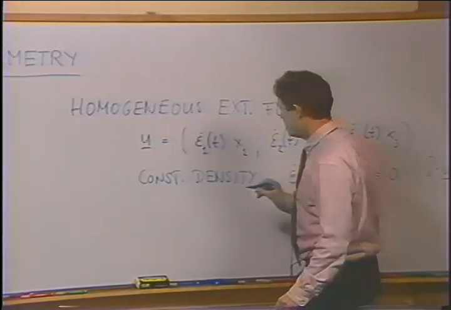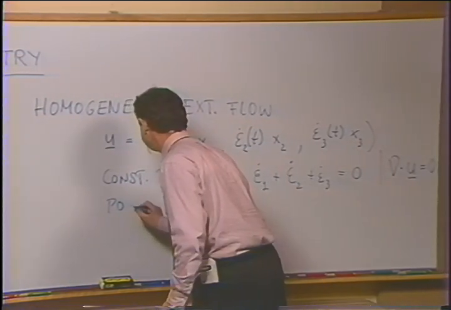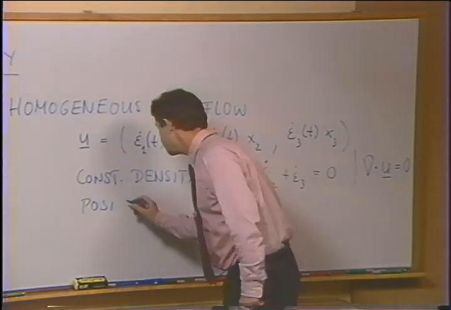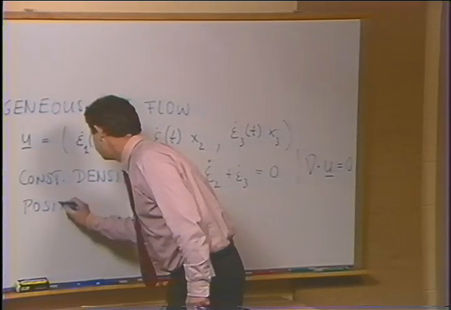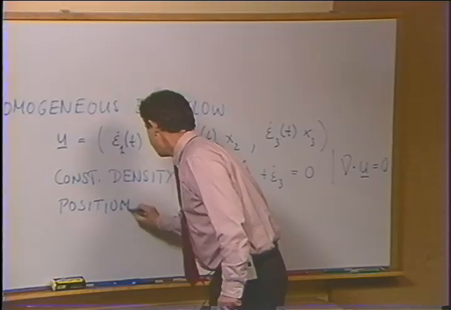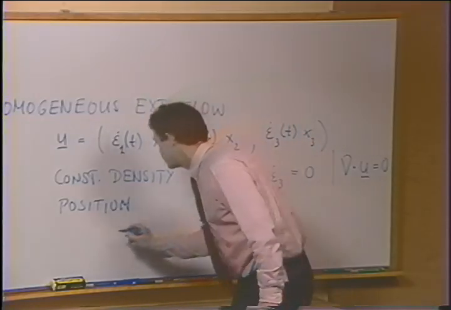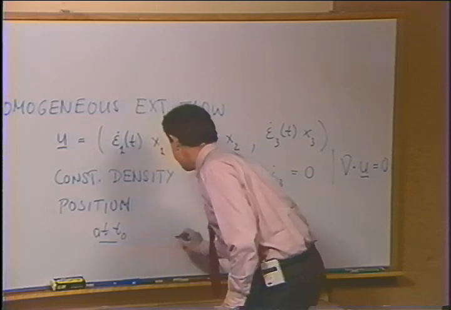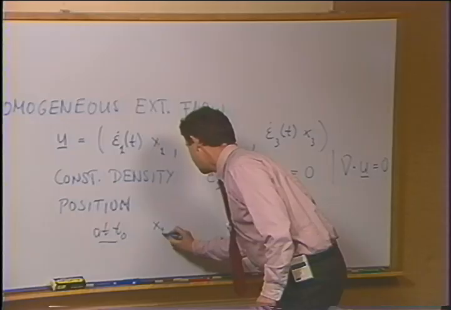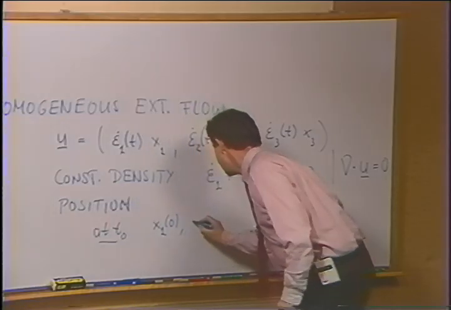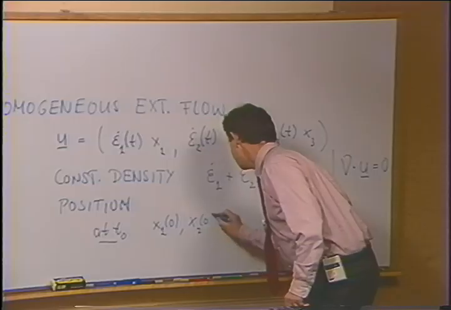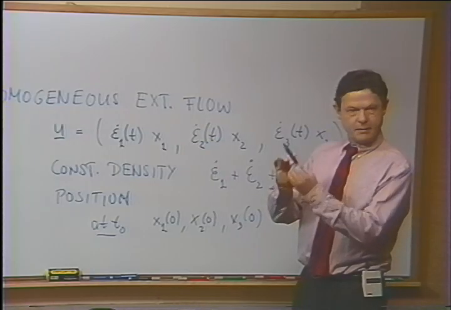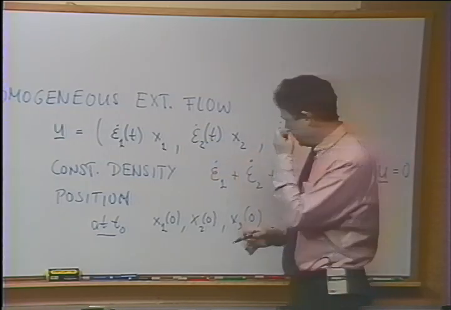And then we would like to know the position of a material element in the extensional flow at different times. So position. And if this material element is, say, at some initial time t0, we have the position x1,0, x2,0, and x3,0. This would be the material element at some position in the flow field.